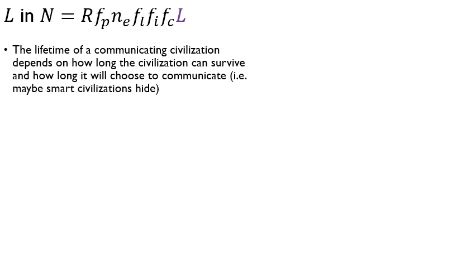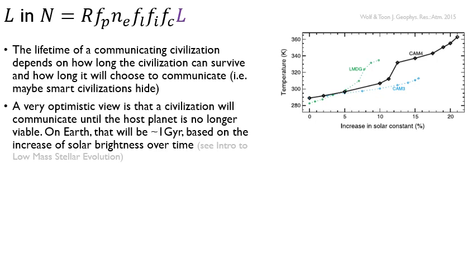So it's going to depend on how long that civilization survives and how long it chooses to communicate. Maybe smart civilizations decide not to communicate after a while, or not at all because they don't want to be found out. I mean, think about it. Right now on Earth, if a signal that we sent were to reach an extraterrestrial civilization and they were able to act on it, they would be way more advanced than we were. So that's a little bit of a scary thing if you think about it. So maybe you'd choose to hide.